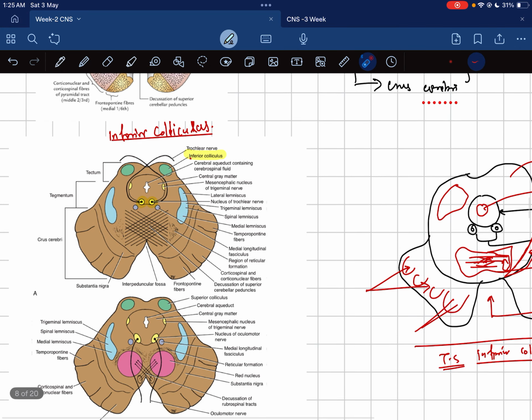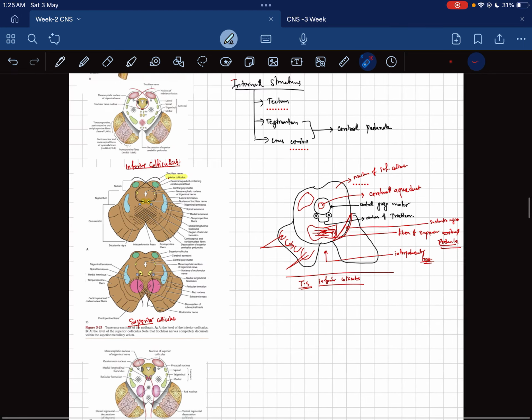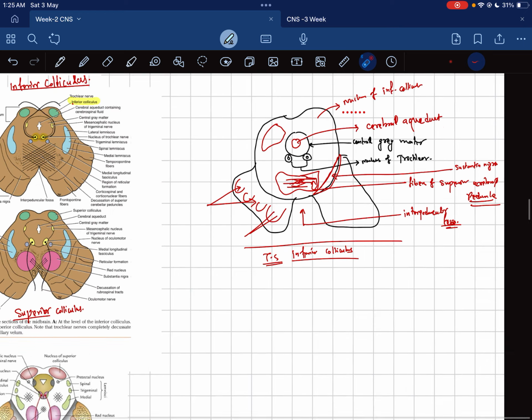Medial lemniscus is formed by the ascending tracts. At this level, when we look at the crus cerebri, there are frontopontine fibers in the anterior and medial part. In between lateral and medial there are corticospinal and corticonuclear fibers, and in the lateral and posterior part there are temporopontine fibers. This is the transverse section.